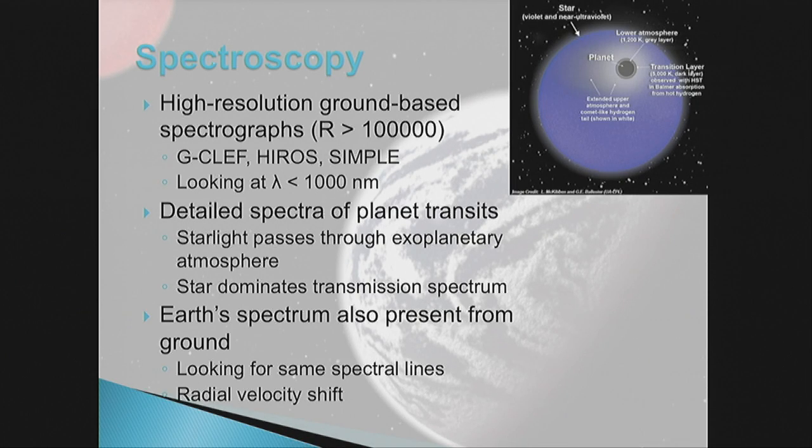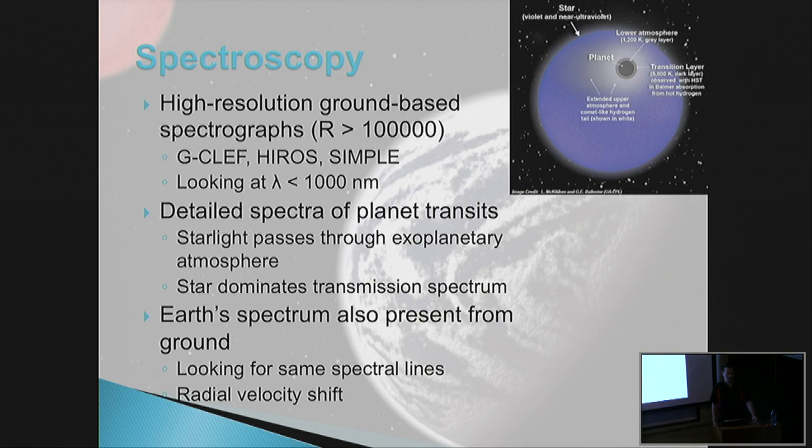To do this, I perform high-resolution ground-based spectroscopy using planned spectrographs similar to G-CLEF for the GMT, and HIRES and SIMPLE, and instruments on the European Extremely Large Telescope, EELT. We're looking at wavelengths less than 1,000 nanometers because the Earth's atmosphere is very stable there. We take detailed spectra of the planet transits. The starlight will be passing through the exoplanetary atmosphere, so it'll dominate the transmission spectrum. And we also see Earth's spectrum from the ground.